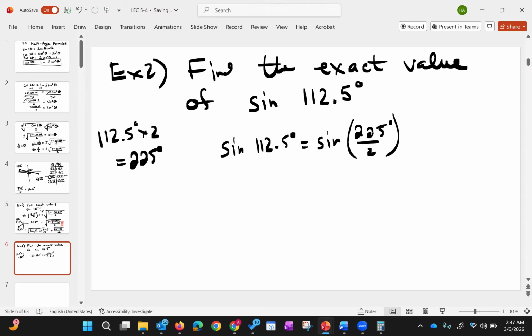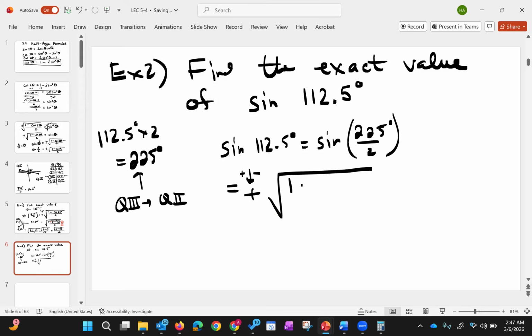Okay, there it is. Then I can apply my half angle formula for sine. I got to choose plus or minus again. So what angle, or what quadrant, am I in? I start off in quadrant 3. So because I start off in quadrant 3, my half angle will end in quadrant 2, and sine is positive in quadrant 2. I think we're good that way.